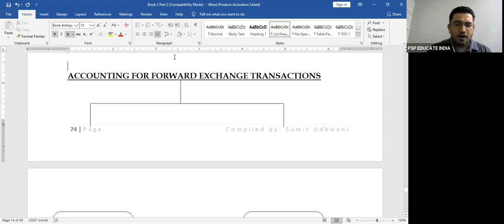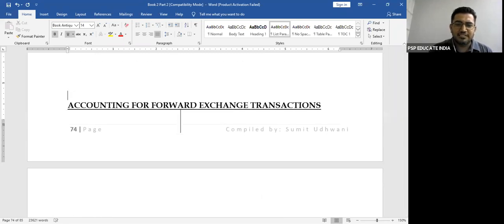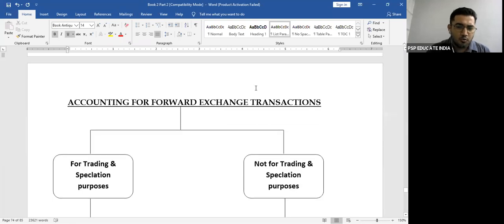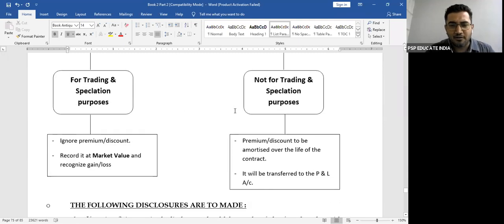Then we came to accounting for forward exchange contracts. Again, we understood two types of things over there. One, you do it for trading or speculation purposes, or you do it for other than trading and speculation purposes. If you enter into a transaction and, to cover that, you enter into a forward contract, then you will take the exchange gain or loss as the forward contract rate minus the spot rate.